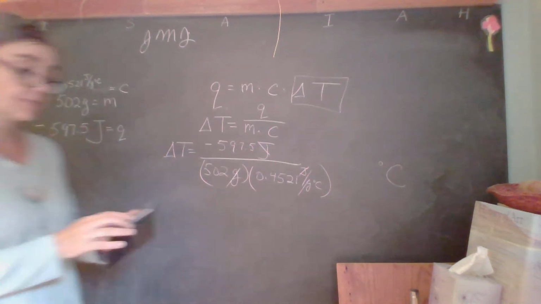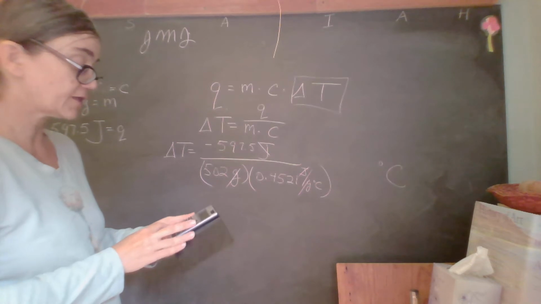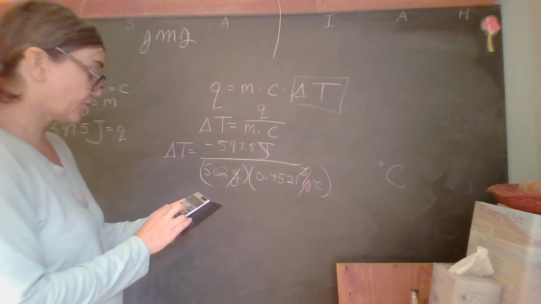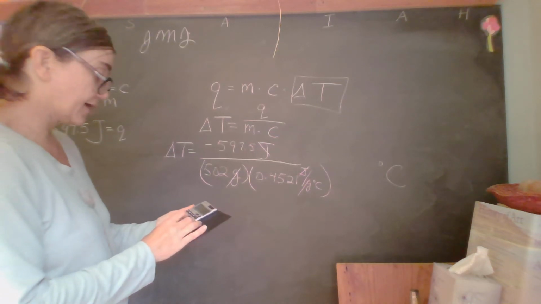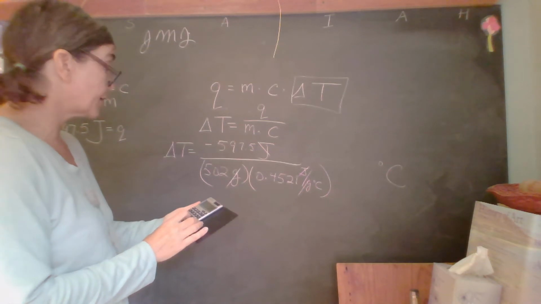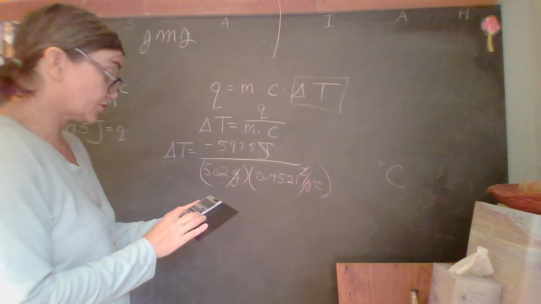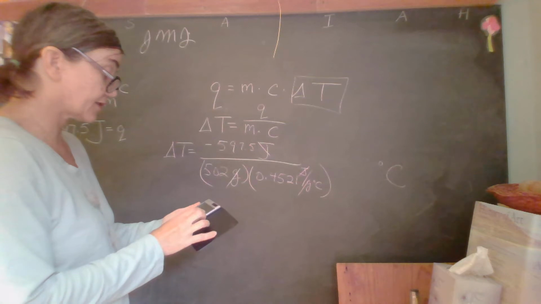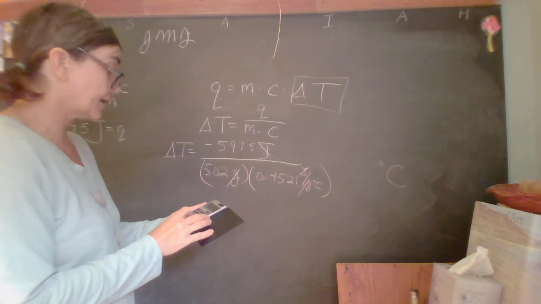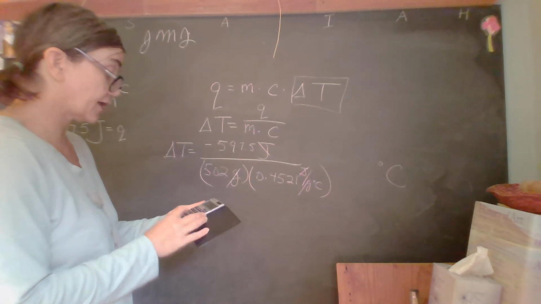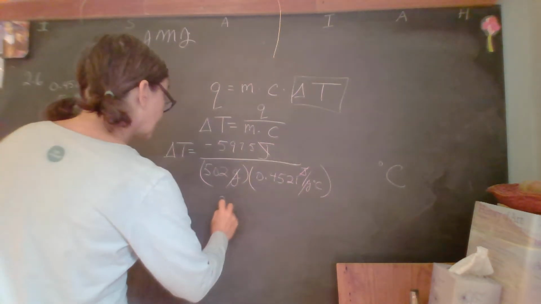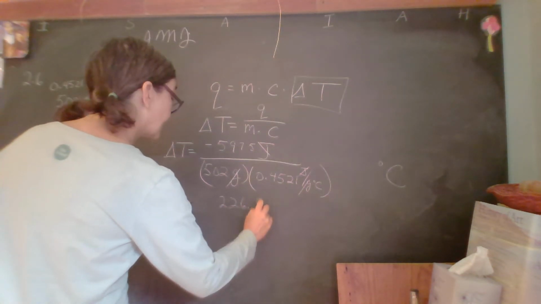I'll be honest and tell you I pretty much do all of these problems before I record the video for them. So I'm going to say 597.5 divided by 502 times, now see, this isn't going to work. Let's do 502 times 0.4521 is, this calculator isn't a very good one.